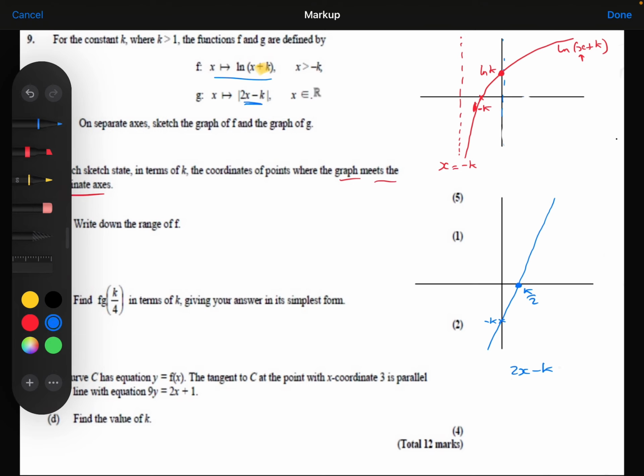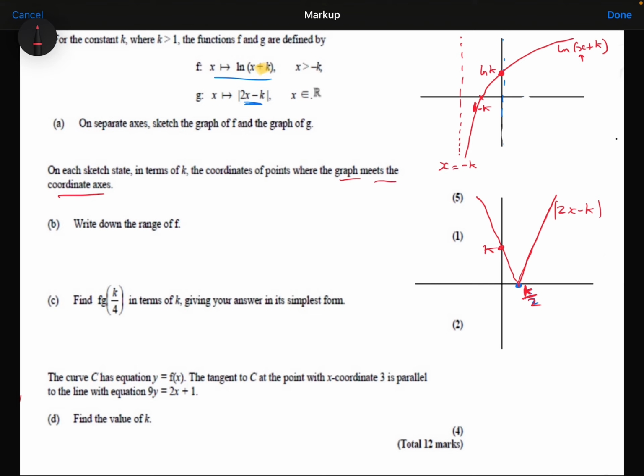We want to do the modulus of this graph, however. So we want to take where the graph is negative, this part here, and make it positive. So that's now going to come up here like this, cutting through here at positive k. This part of the graph will stay exactly as it is. This coordinate here will still be k over 2. And we can now get rid of this. And there we go. That's my graph of the modulus of 2x minus k. That's part A done.